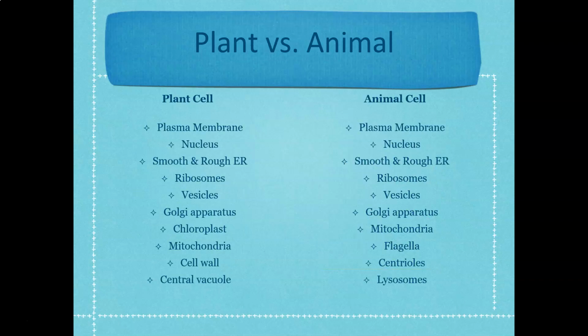Okay, so if we look down a rundown list of things that exist, plant versus animal, you'll see a lot of overlap. Most of the structures are capable of existing in both a plant and an animal cell. Plasma membrane, nucleus, both types of endoplasmic reticulum, your ribosomes, vesicles, your Golgi apparatus, mitochondria, right? Those are all things that are going to be in both. If I run down the plant list and just highlight a couple things that are unique to them, chloroplasts are plant only, cell wall is plant only, and that large central vacuole is plant only.